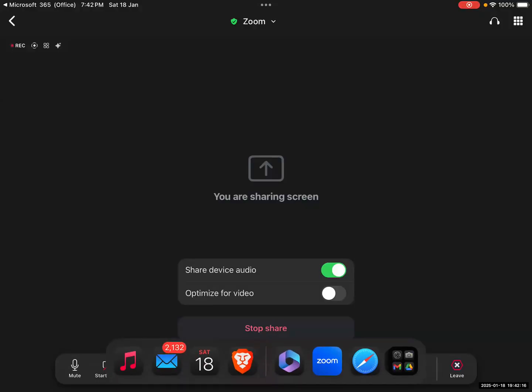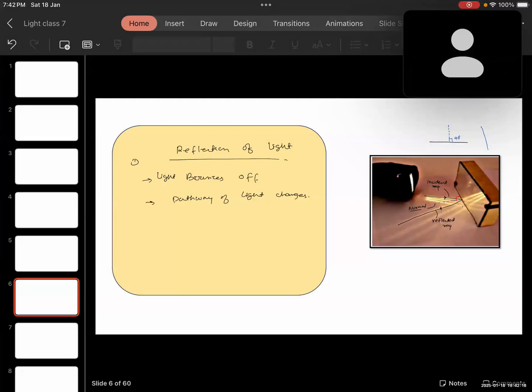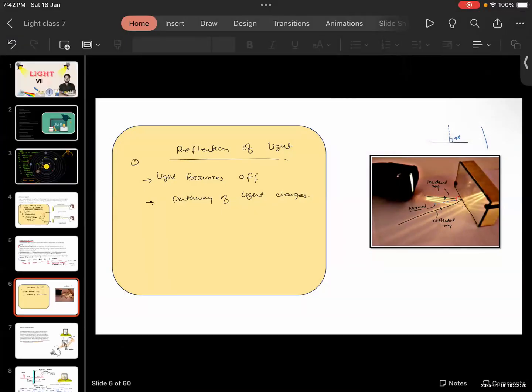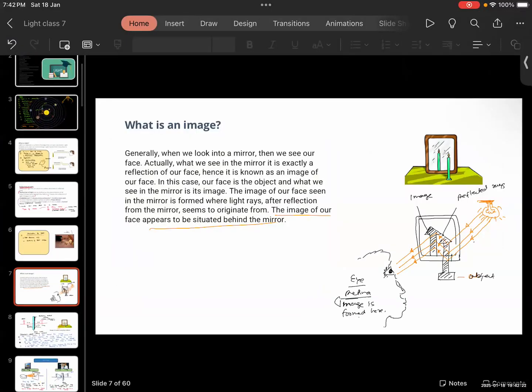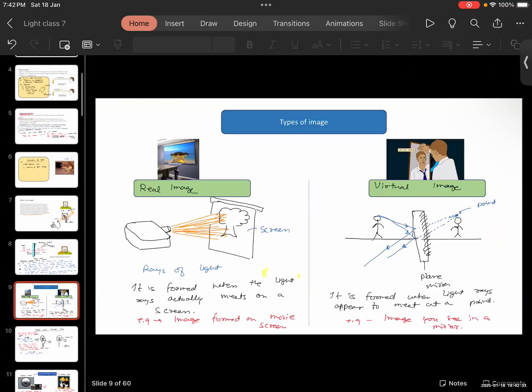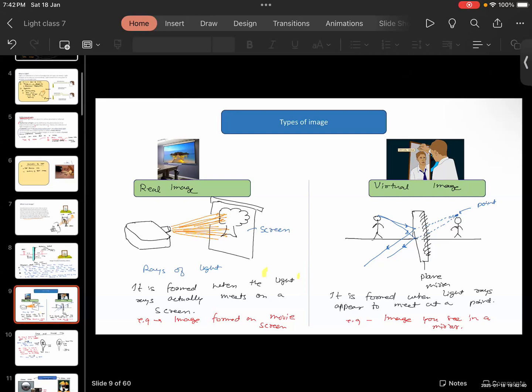Yes, sir. Okay, cool. So we had learned about reflection of light and different types of mirrors, and we learned what is an image and what are two types of images. You guys tell me what are the two types of images? Virtual image and real image, right? Good. So there are two types of images that are formed.